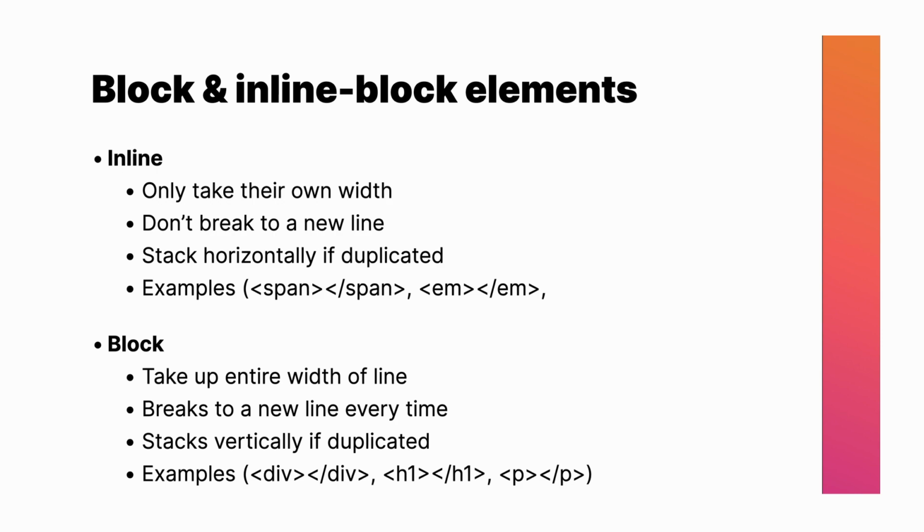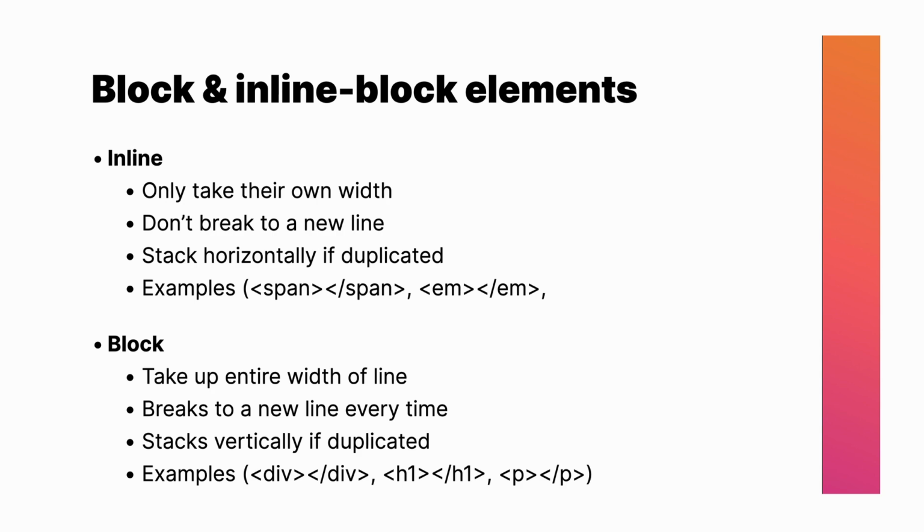Going one step further, trying to understand block and inline elements is a little confusing. You can think of block elements as spanning the entire width of a line, or basically the full width of the browser as you see it. A block element breaks to a new line every time, and it'll stack vertically if it's duplicated. Those examples might include these tags: one's called div, one's called h1, and one's called p, which we just talked about, the paragraph tag. We'll get into what each of these means and why they are what they are, but for now, just take it as an example to reflect on later.